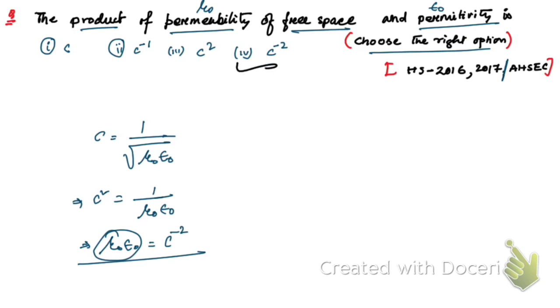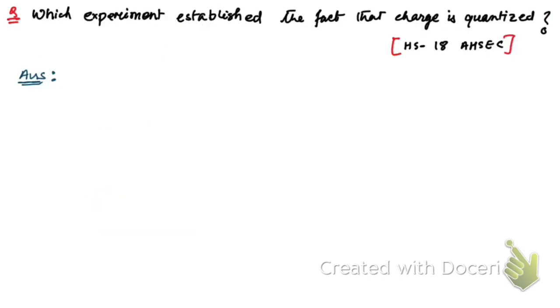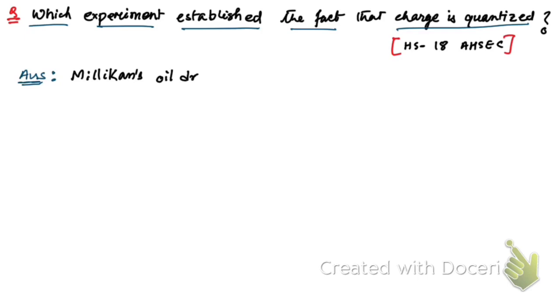Let's move on to another question. Our next question is, which experiment established the fact that charge is quantized? That is nothing but Millikan's oil drop experiment. So the answer is Millikan's oil drop experiment.